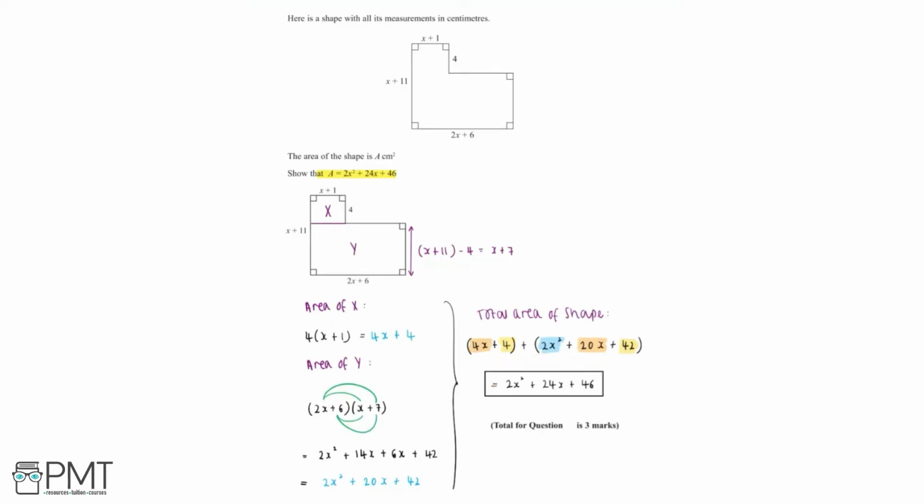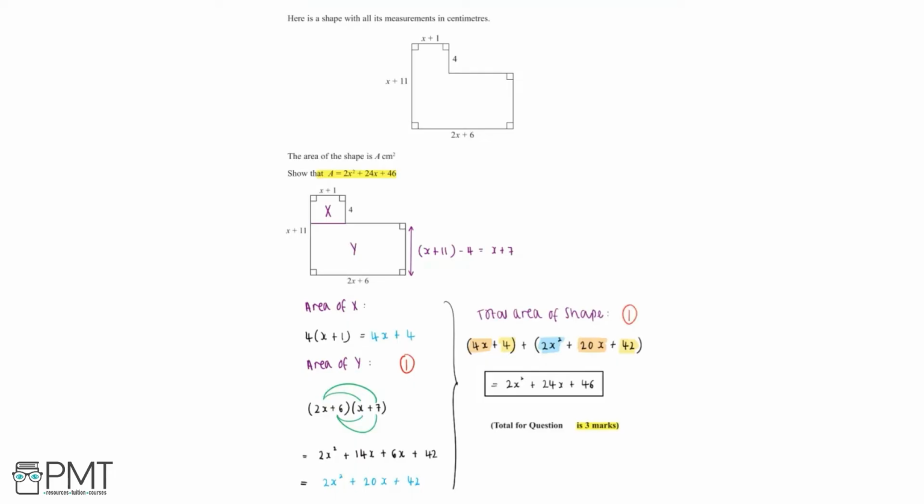But getting the same answer as the show that does not always mean that we get the full 3 marks in this question, because it depends on whether or not we've correctly shown our working. And so let's take a look at where we get each of these 3 marks. We get the first mark for finding the area of X and the area of Y. We get the second mark for a process to find the total area of the shape by adding these 2 areas together.